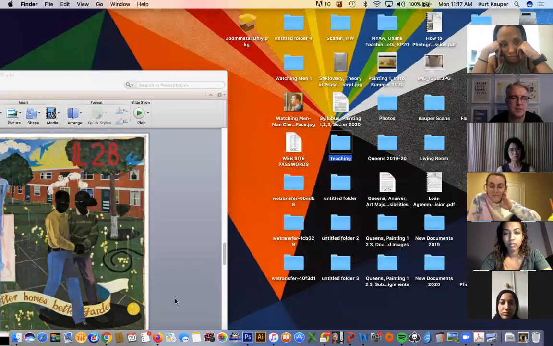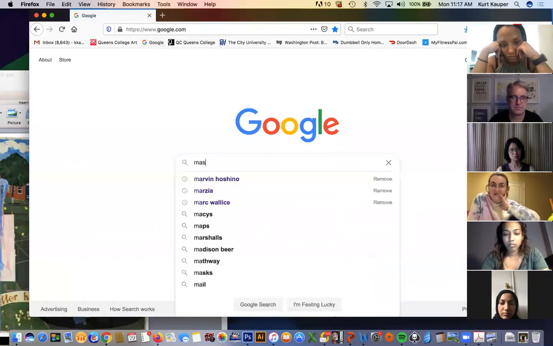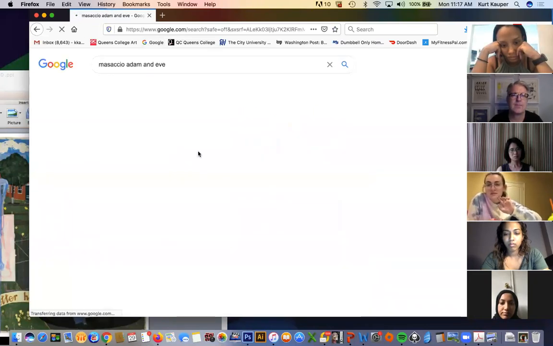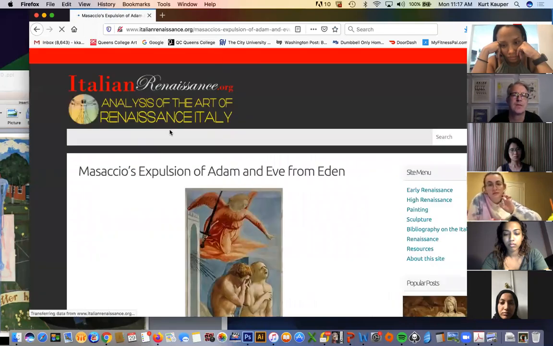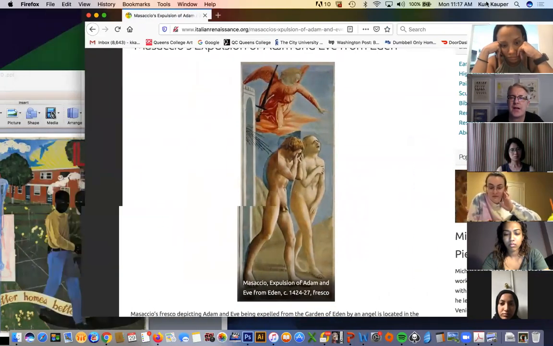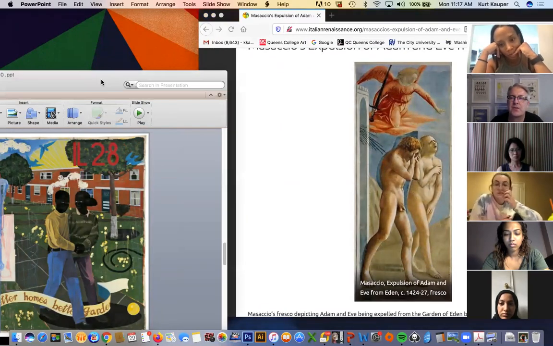I'm surprised I don't have this image. I'm going to pull up an image. So this is a very famous painting by Masaccio of Adam and Eve being expelled from the Garden of Eden.